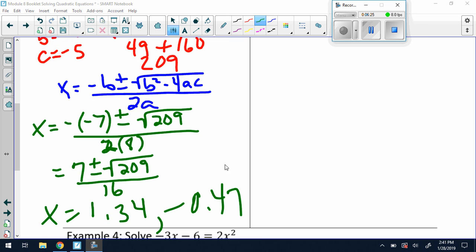So if I'm asked to give my answer exactly, I leave it with the square root. If I'm asked to round, then I use my calculator to round. I want to give it in the form that it's asked for. If I were asked for 3 decimal places, I would give it to you like Desmos was, with 3 decimal places, rounding correctly, of course.